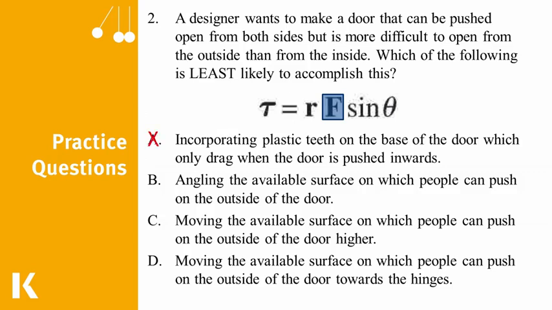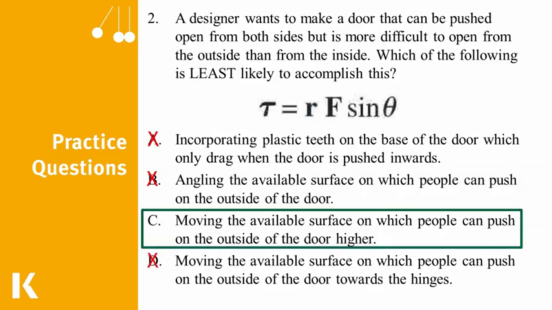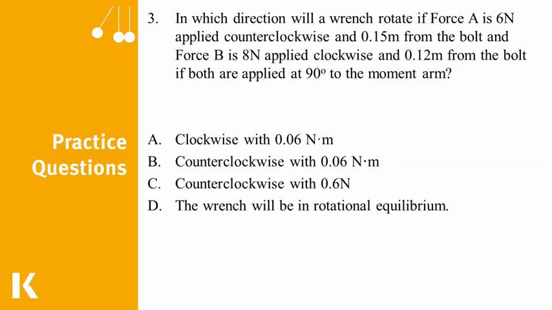If the surface on which a person can push is angled away from 90 degrees where torque is maximized, the door will again be harder to open from the outside. Moving the area where people push higher will have no discernible effect based on the information we're given. So C is our answer, as D successfully reduces the value of R and would be a viable solution. Try one last question on torque.